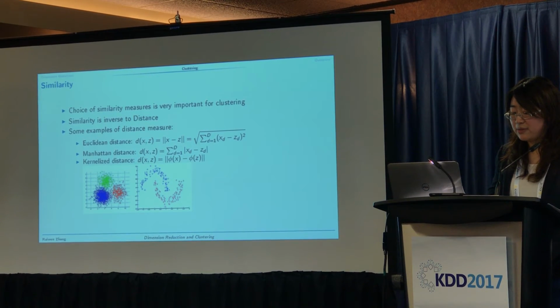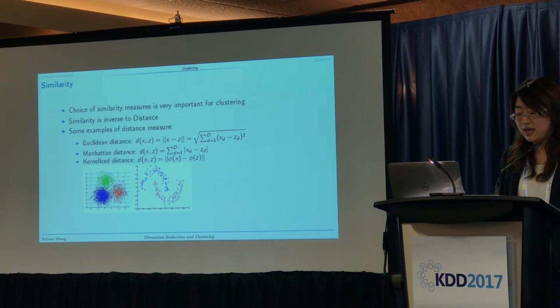One measure of similarity for 2 points is the inverse of the distance between the 2. Euclidean distance is the L2 norm of 2 vectors, and Manhattan distance is essentially the L1 norm. Kernelized distance is a measure in kernel space through some nonlinear transformation. Here, phi denotes a nonlinear projection function in general. As I mentioned, choosing the proper measure is very important and often requires a good understanding of the data.